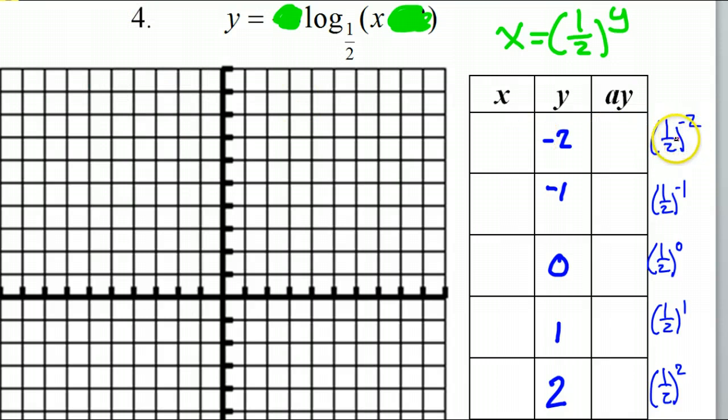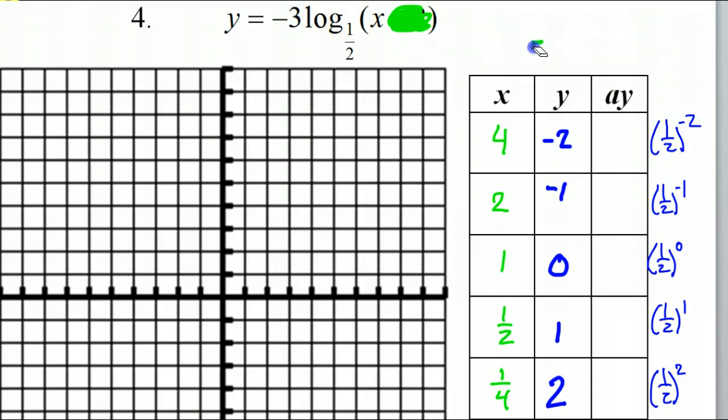Okay, 1/2 to the -2 power. Please remember, with a negative power, you do the reciprocal. So this would be like having 2 to the +2 power. Do the reciprocal and make it positive. 2 to the 2nd power is 4. If I do the reciprocal here, 2 over 1 is 2. Anything to the 0 power is 1. 1/2 to the 1 power is 1/2. 1/2 squared is 1/4. Now, I'm not going to graph these yet because I do have an a value.